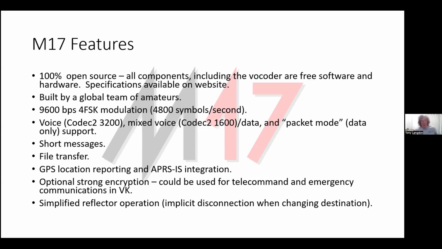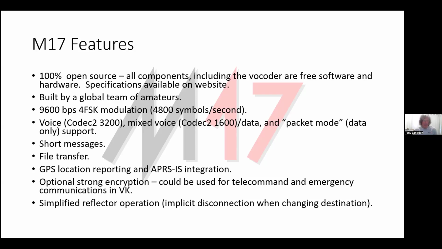So what does M17 feature? What's good about it? The number one, particularly for the experimenter hacker, those that have come across from the open source community, is M17 itself is open source. All components, including the vocoder, are free software under an open source license of some sort, and the hardware is also open sourced. The M17 website has all the specifications available. It's built by a global team of amateurs from around the world.